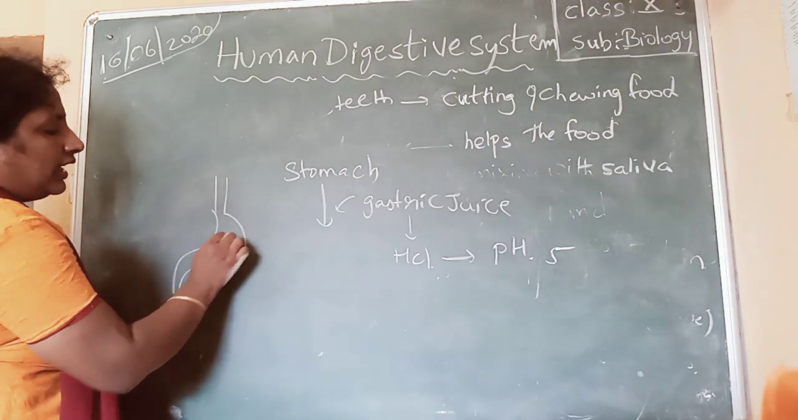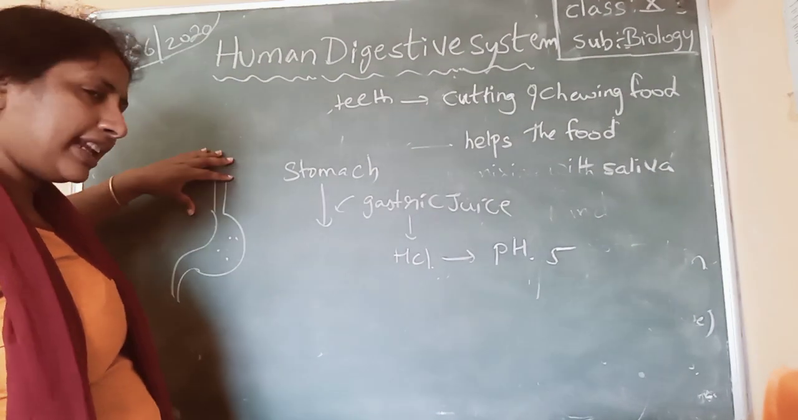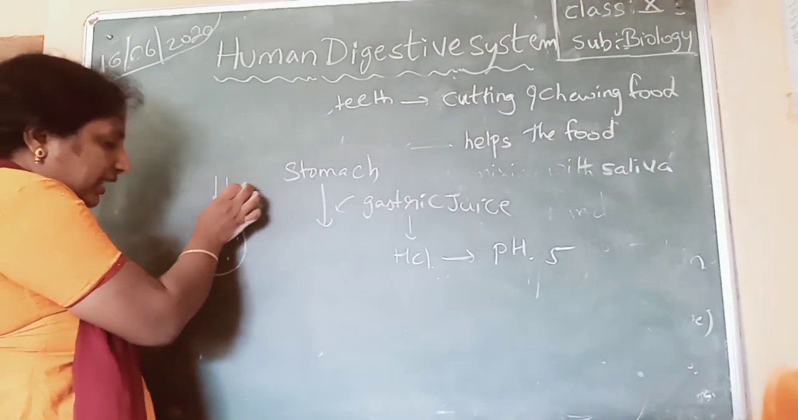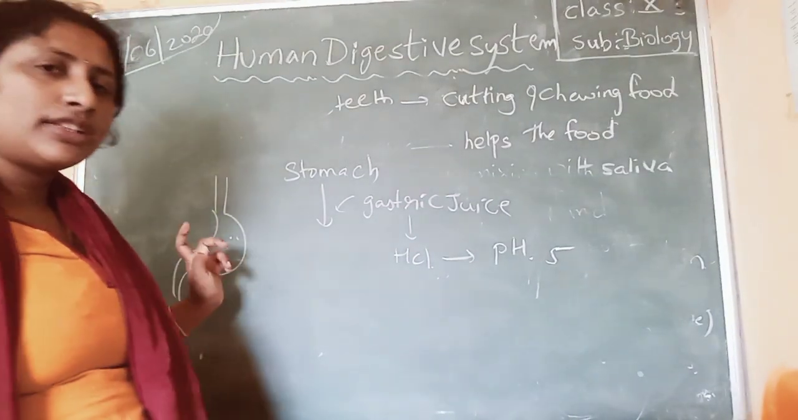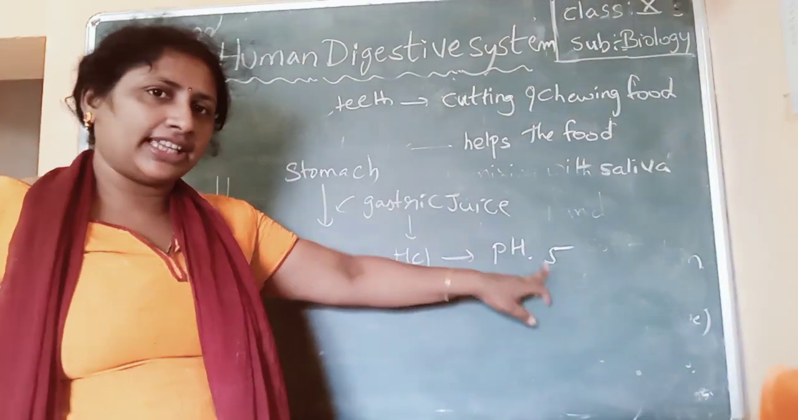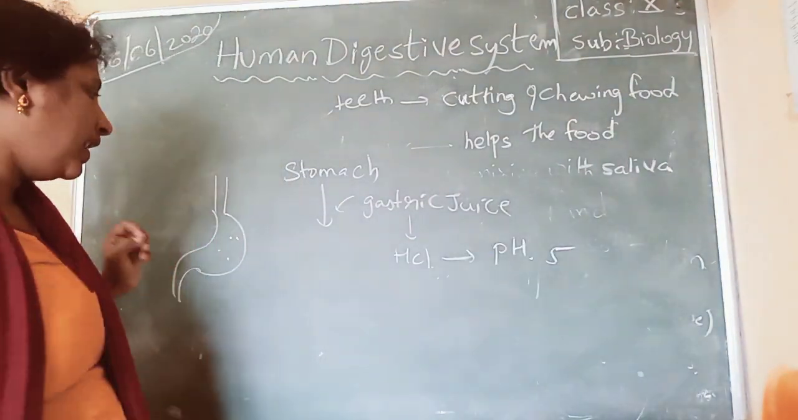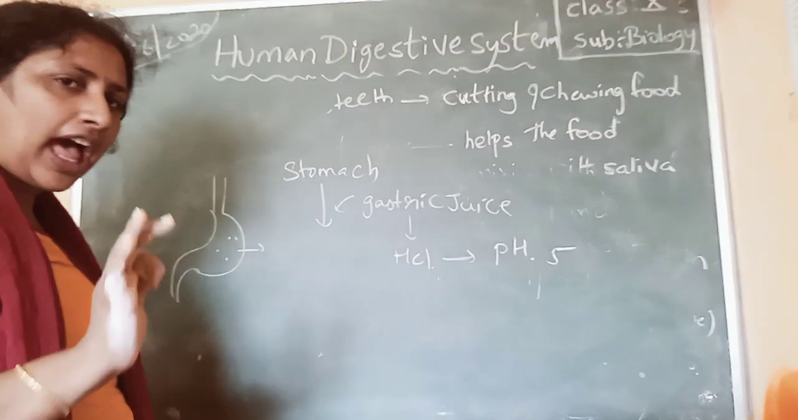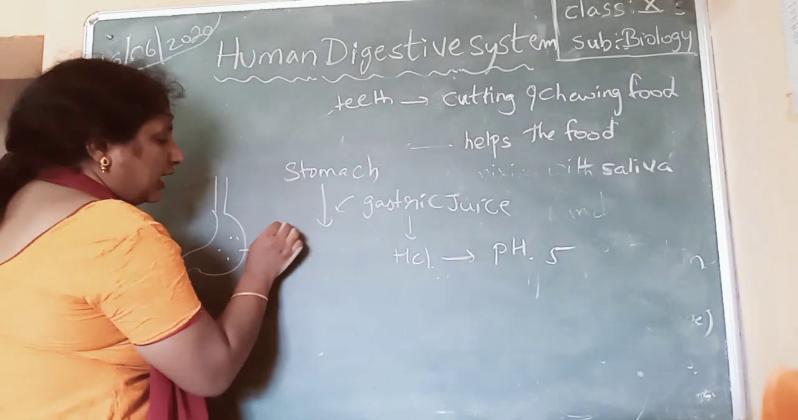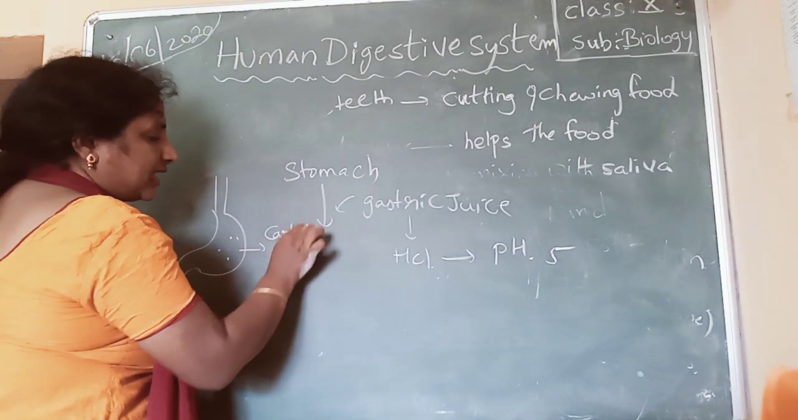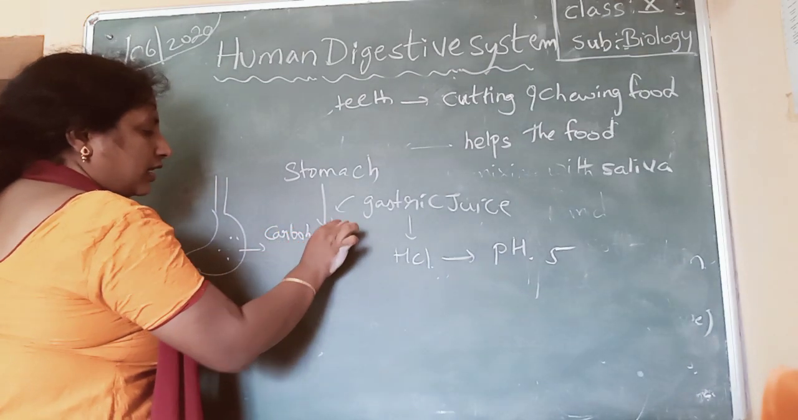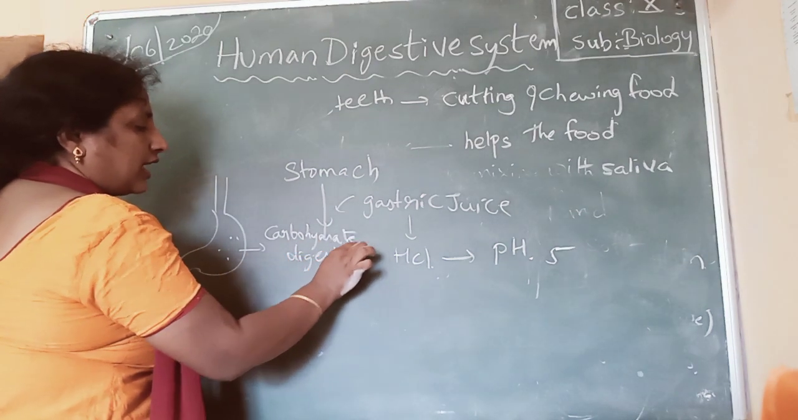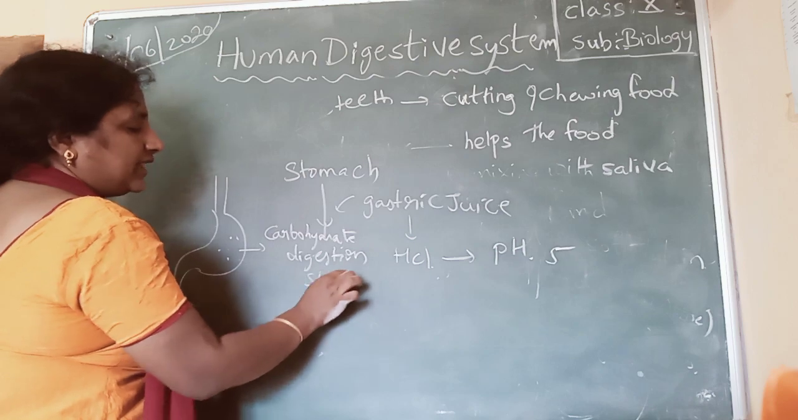Here you have a basic medium in the mouth and esophagus. Now the food has entered into the stomach, so an acidic medium, pH 5, is there. So what happens? The digestion of carbohydrates stops in the stomach. Carbohydrate digestion stops in the stomach.